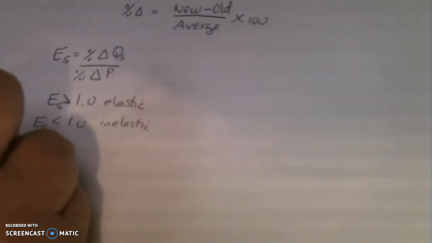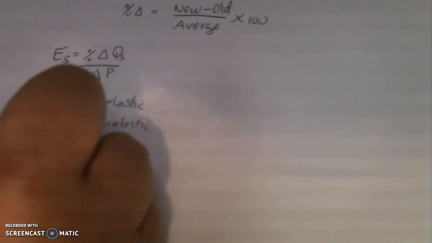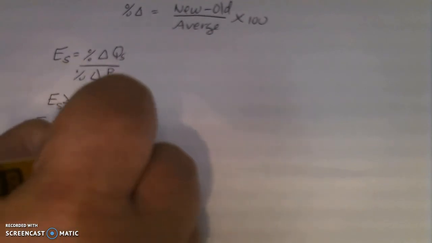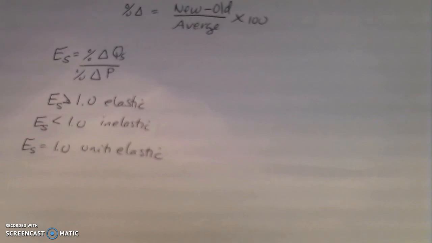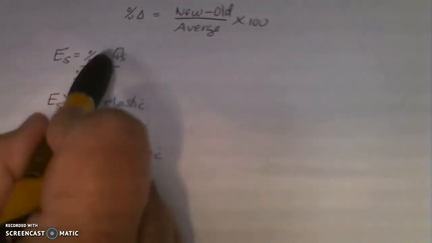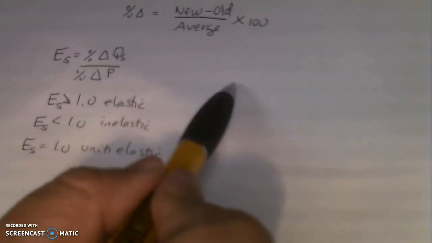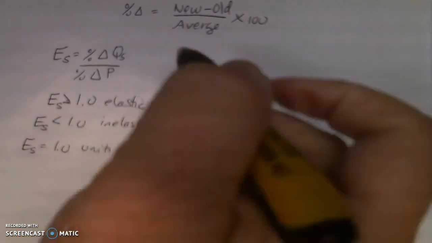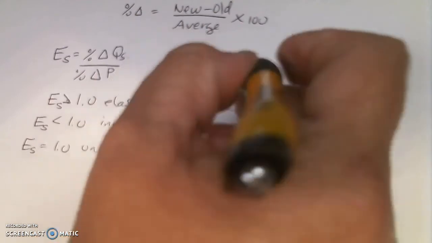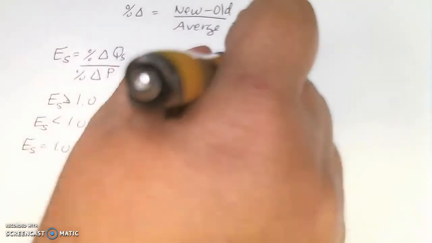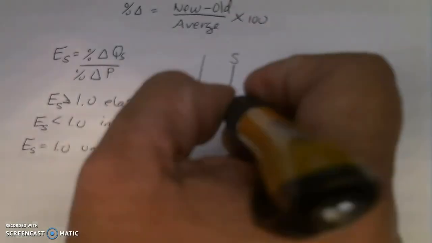If the elasticity of supply is equal to 1, it's unit elastic. So again, we're measuring how responsive sellers are to a price change. The flatter the curve, the more elastic they're going to be, right? And remember this curve, when you look at elasticity, this would be a perfectly inelastic supply curve, right?